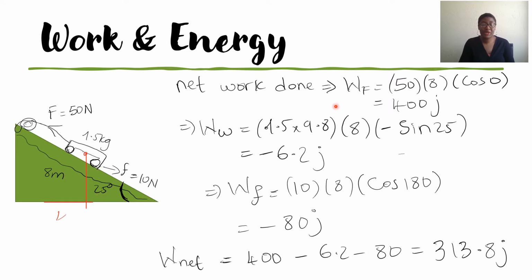So let's start with the work done by the force applied. You will have your 50 newtons times the distance times cos 0. Now why cos 0? The force is not acting at a certain angle. It is straight up pulling this trolley, right? So you have a 0 angle where your force is being applied. This gives us a work done of 400 joules.